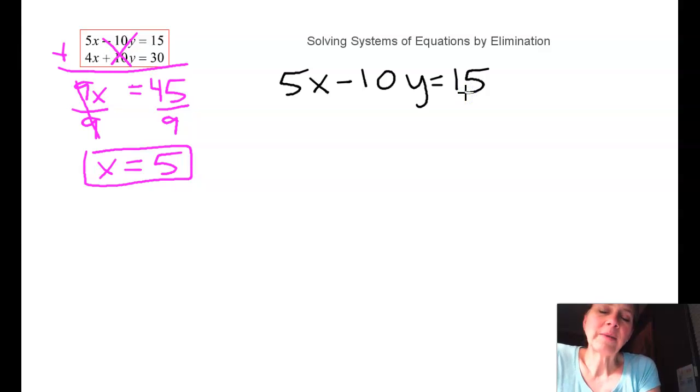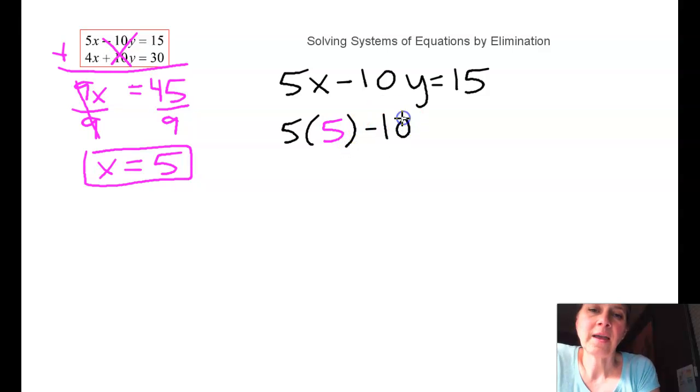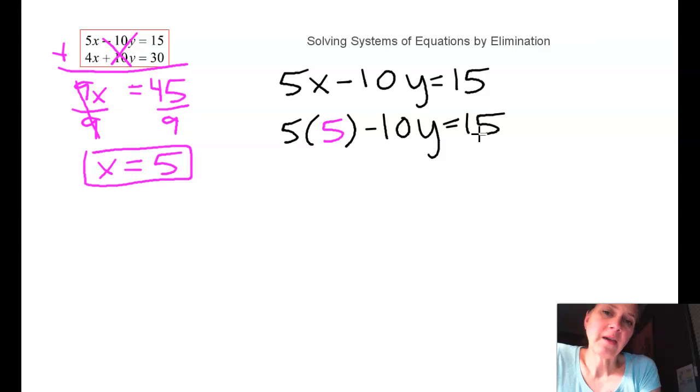And now what I'm going to do is substitute. I know that x is 5, so I'm going to substitute that in for my x here. So 5 times 5, and that's my x, minus 10y equals 15. So now I'm just solving. 5 times 5 is 25. And then I bring down my minus 10y. And I bring down my 15.